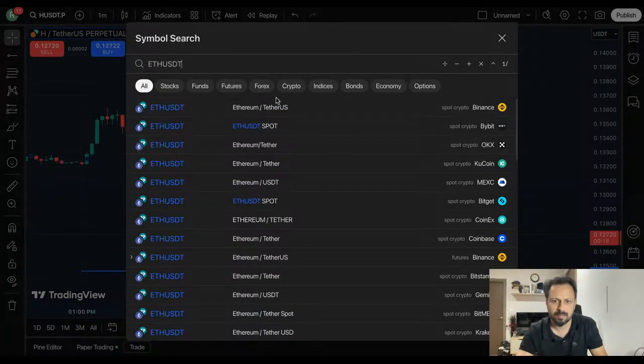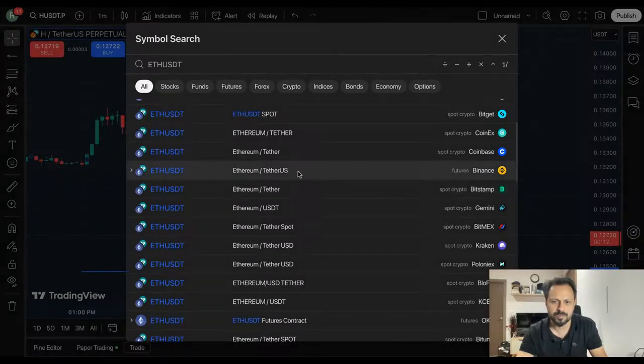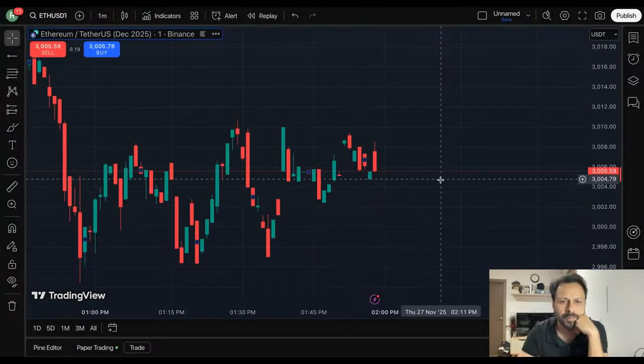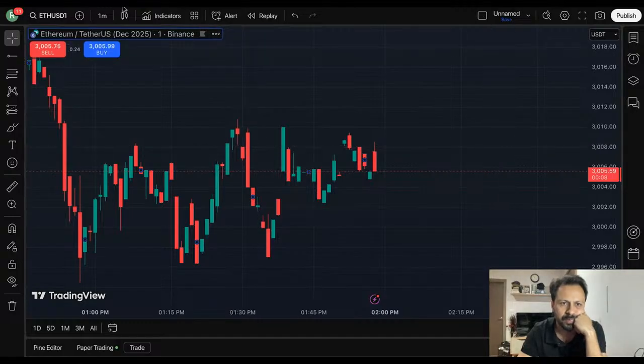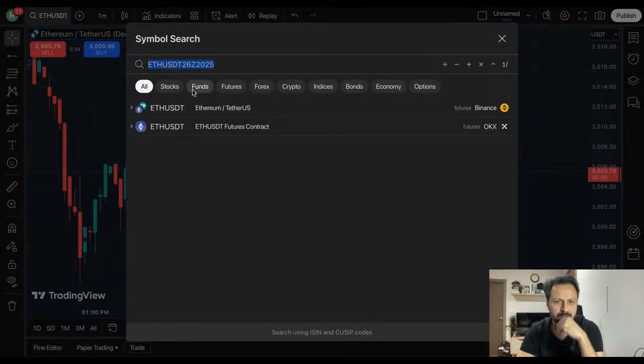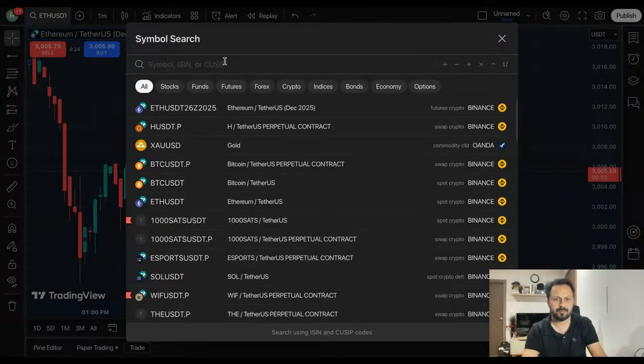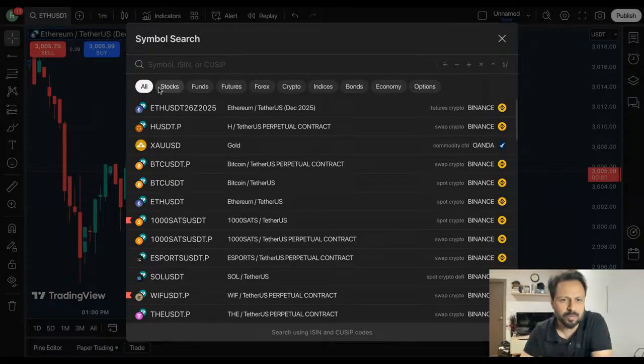USDT. Okay, spot, futures. Oh, sorry, let me change. So this is when you click on All, you can see everything. It has stocks, funds, futures, forex, everything all together.